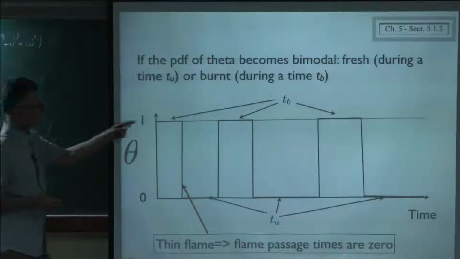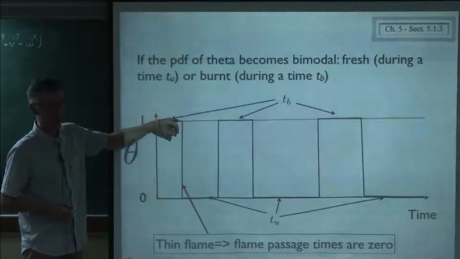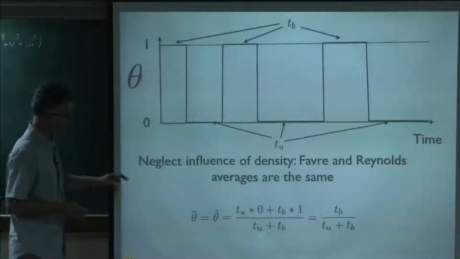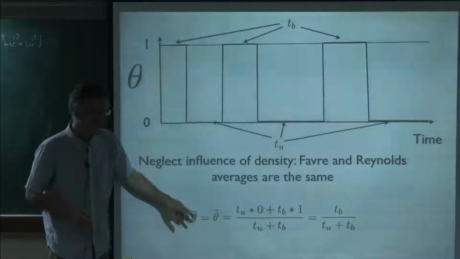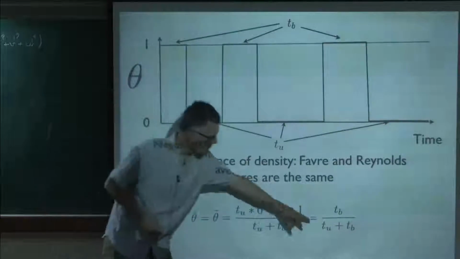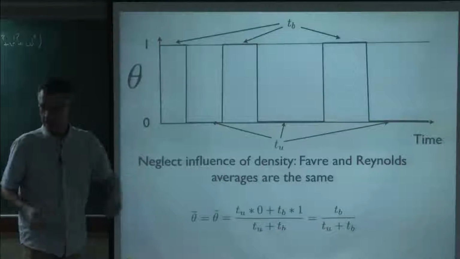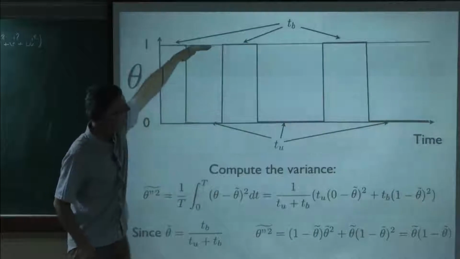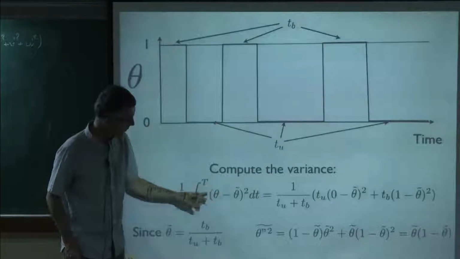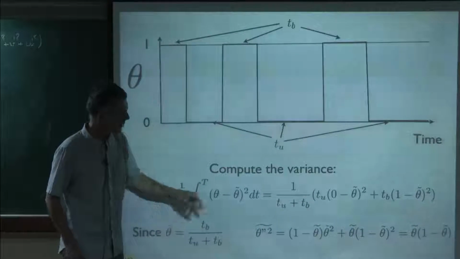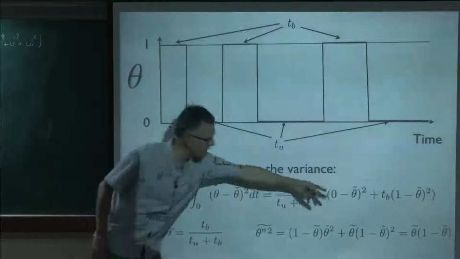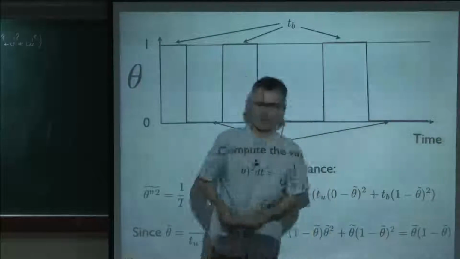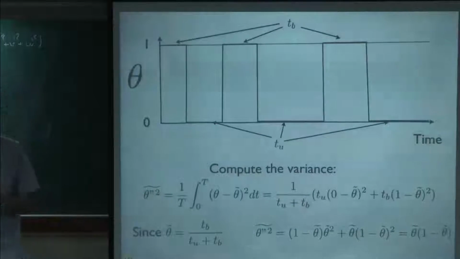If this is the time signal at one point, TB is the time you are burned, TU is the time you are unburned. So we have computed already this morning the average temperature. For the moment, I'm going to worry only about the Reynolds average. And I told you it was TB over TU plus TB. So that's the mean. And if you want the RMS, you need to compute the average value of the distance between the mean and the point. So you need to compute the average of theta minus theta bar square. And you know that this value is equal to TB over TB plus TU. You fill it in here, and you end up with the variance is equal to theta multiplied by 1 minus theta.